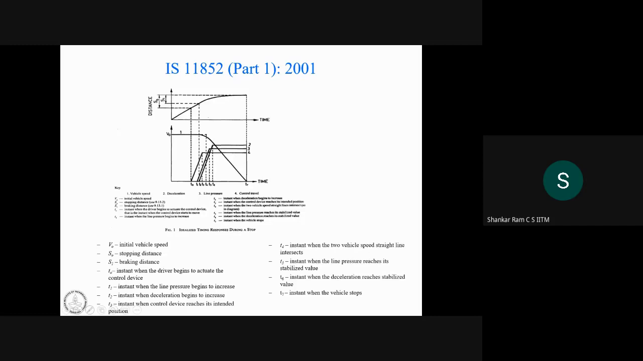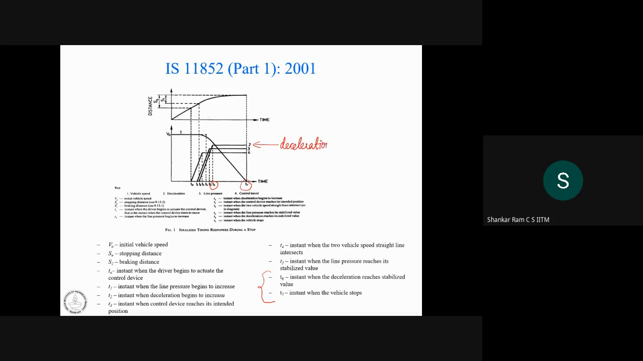Now, what I want you to concentrate on are these two parameters, T6 and T7. What are these T6 and T7? T6 and T7 are marked here. Sorry for the small font size, but you have to look at this plot which is marked 2. This plot 2 is for the deceleration plot.